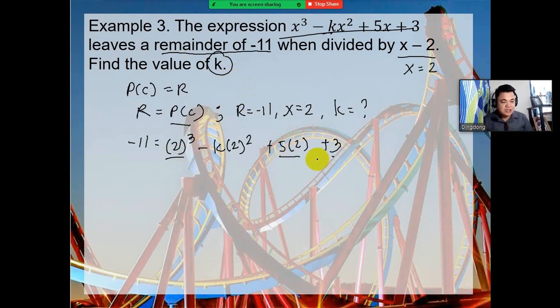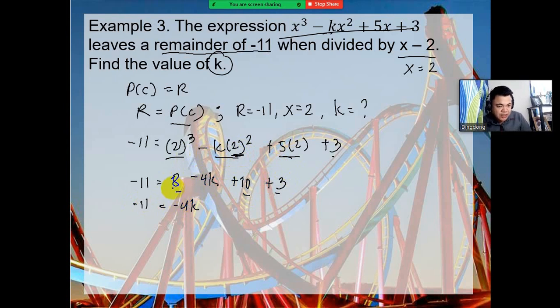You can actually directly use your calculators in solving. So you bring down negative 11, then 2 cubed, or 2 times 2 times 2, is 8. Then 2 times 2 is 4, times negative k, of course, it's negative 4k. Then 5 times 2 is 10. Then bring down 3. Then the next thing, guys, is you have to combine the similar terms. We have 8 plus 10 plus 3. So negative 4k, and then 8 plus 10 plus 3 is equal to 21.